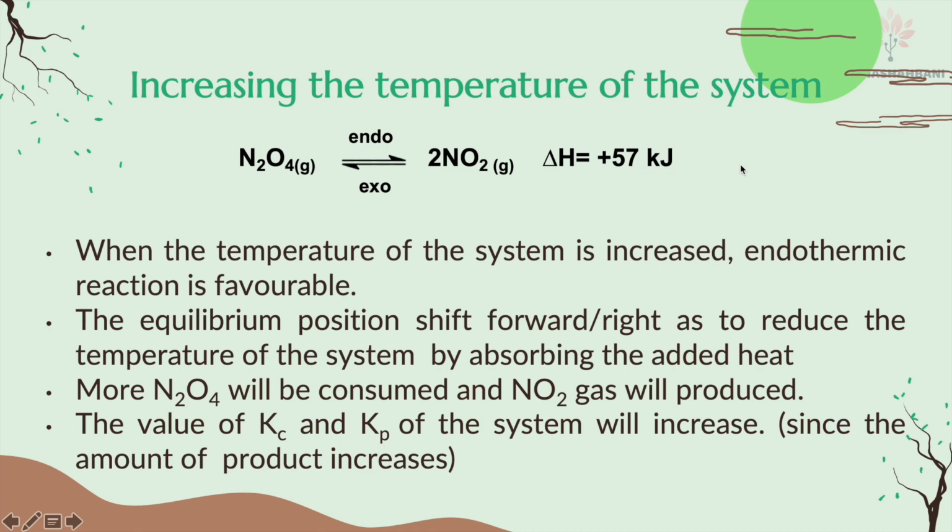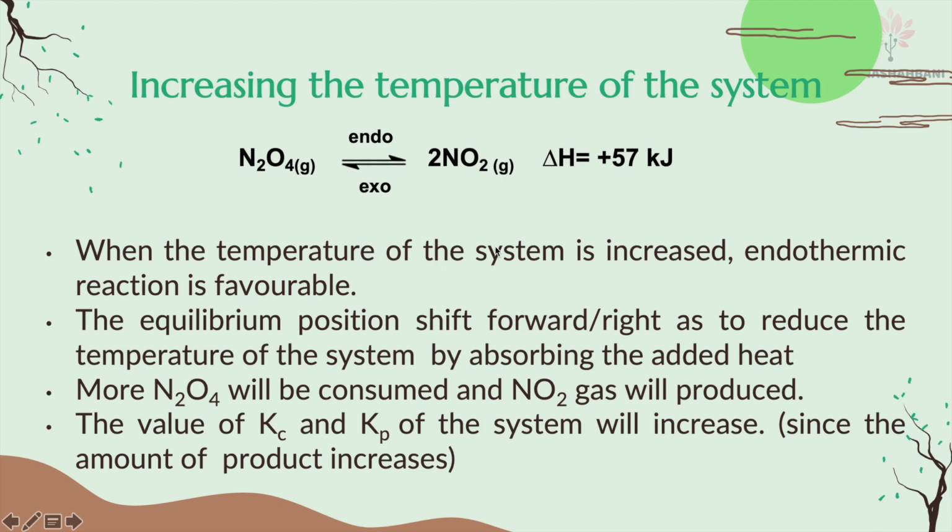Increasing the temperature of the system. For example, given this chemical reaction, N2O4 as the reactant, 2NO2 as the product, delta H is positive. When delta H is positive, the top arrow or the forward reaction is endo, which means it absorbs heat. When the temperature of the system is increased, this is the disturbance. Endothermic reaction is favorable because the temperature increase means you have more heat.